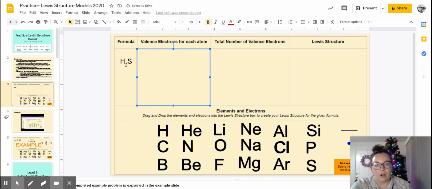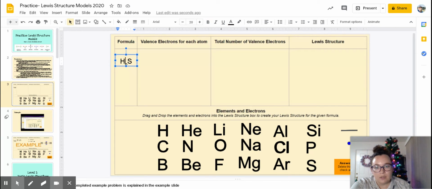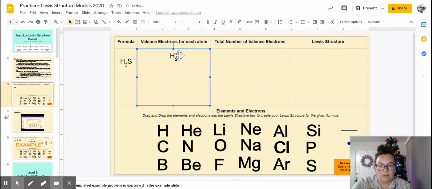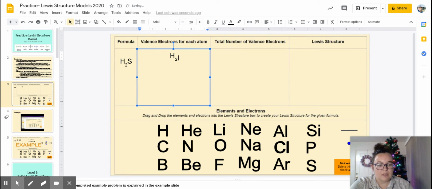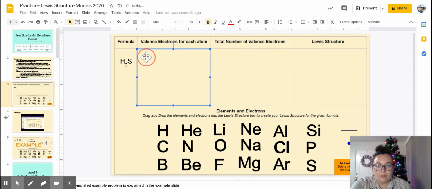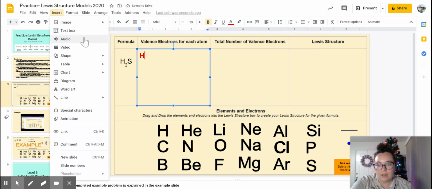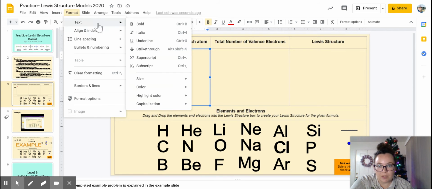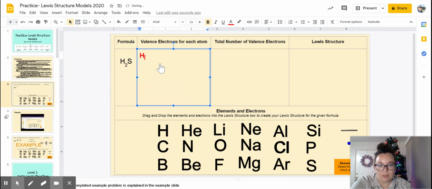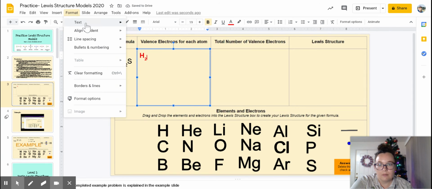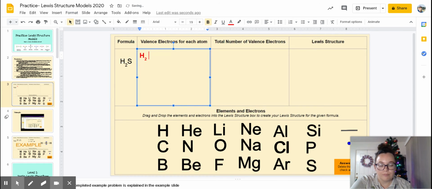Counting the total number of valence electrons, let's start with our H2. I'm just going to type in H2, and let me make sure I insert my subscript.